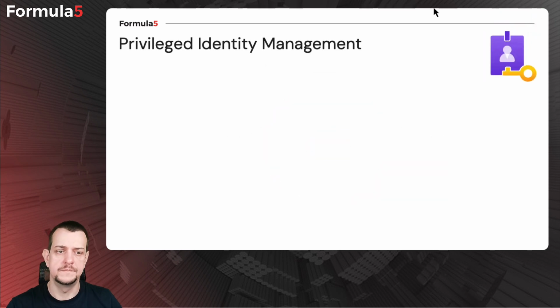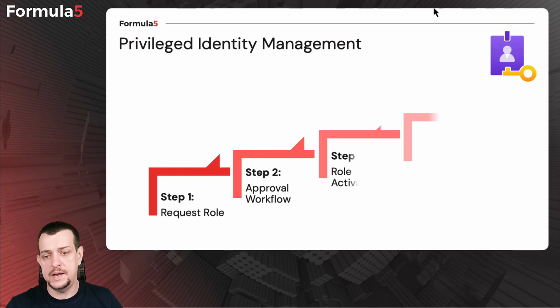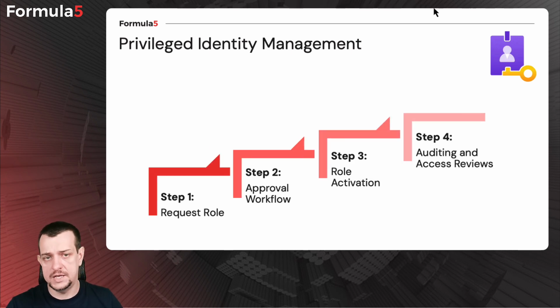Going further, privileged identity management, PIM. In other words, just-in-time access. It's based on four steps. The first step is to request a role, then the second step is the approval workflow, either to approve or decline if it will be in the game. Then we have a third step, which is role activation, and the fourth step is audit and access review.